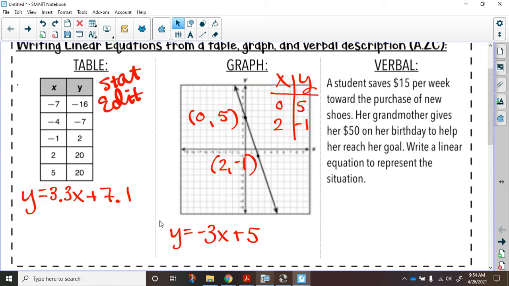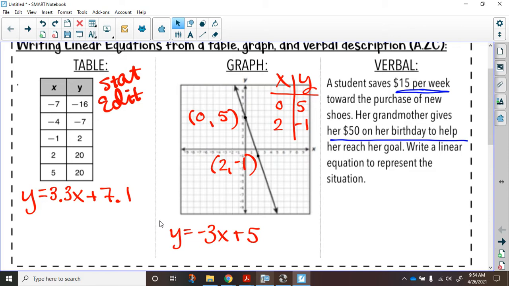For the last part, we have a verbal description, which is just a word problem. Let's start off by reading it. It says a student saves $15 per week towards the purchase of new shoes. Her grandmother gives her $50 on her birthday to help her reach her goal. We need to write a linear equation to represent the situation.